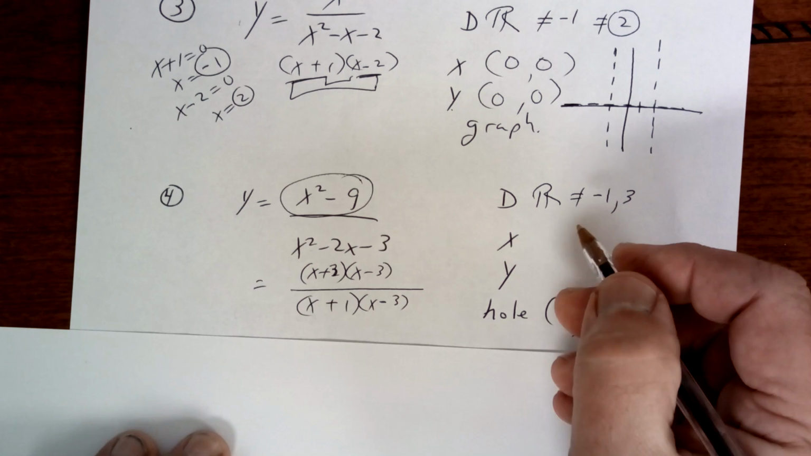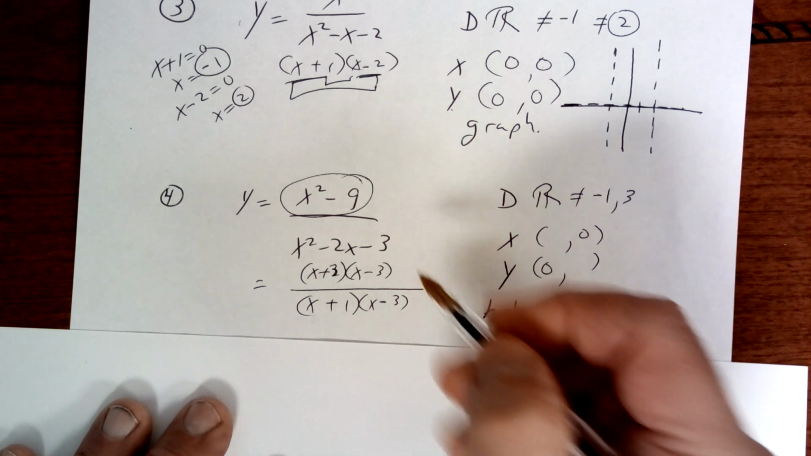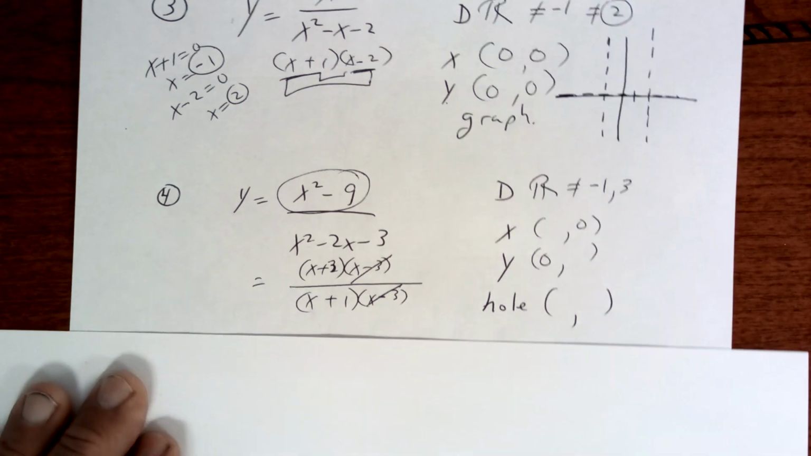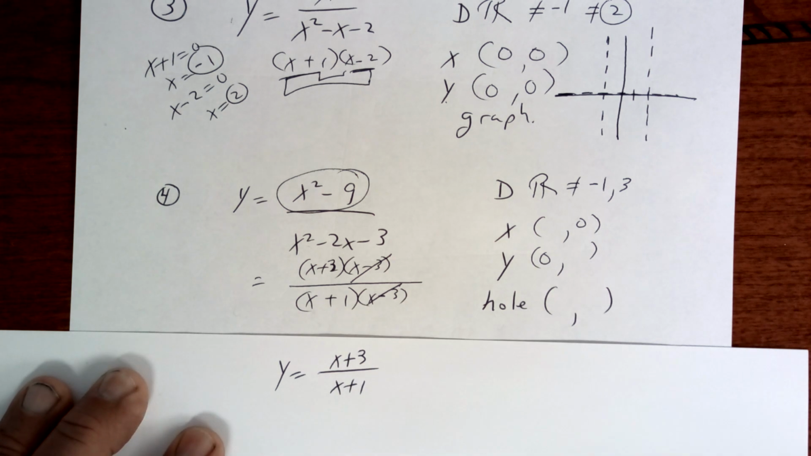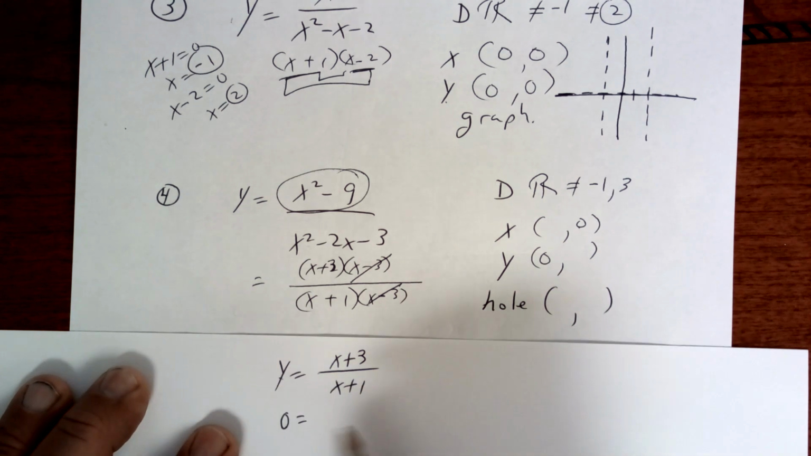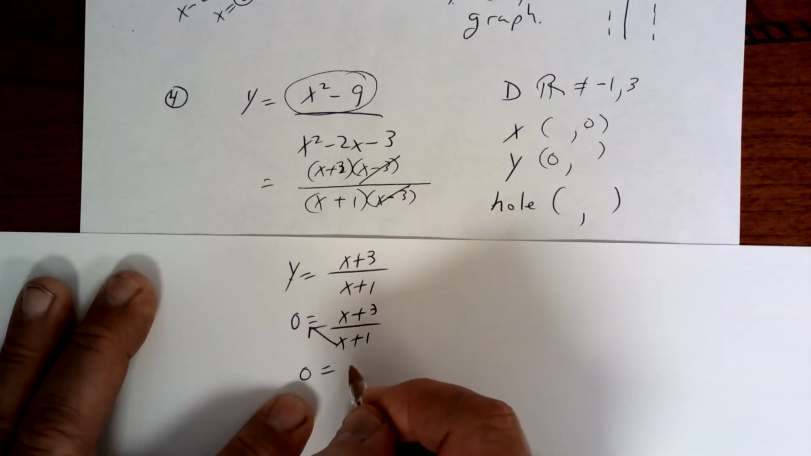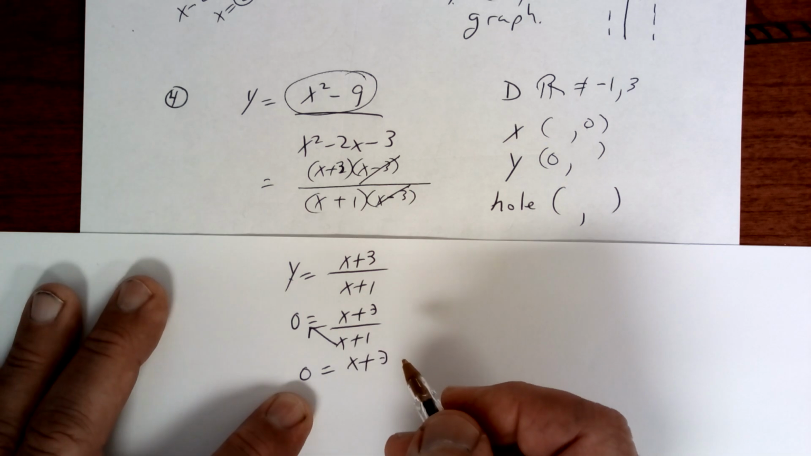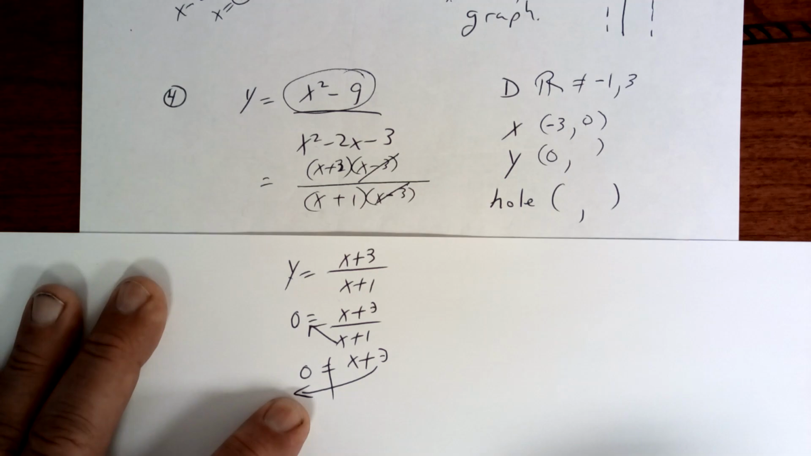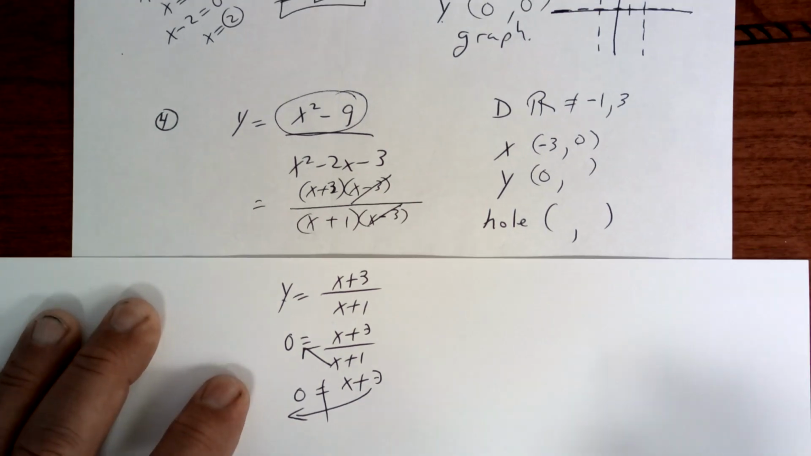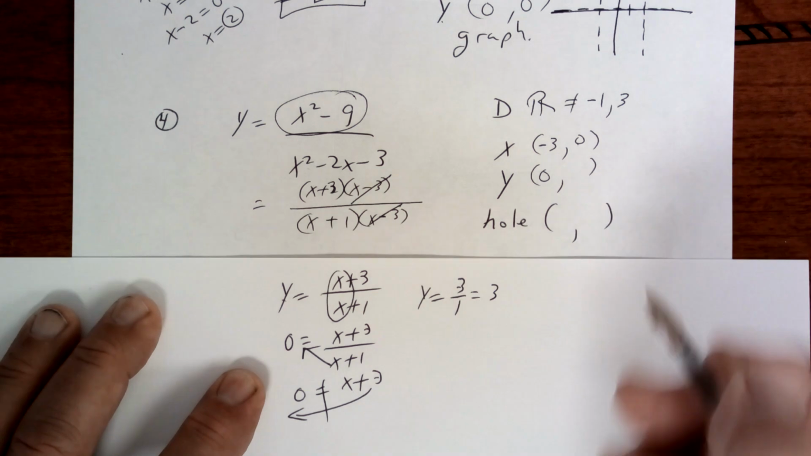To find the x-intercept, you let y equal 0. To find the y-intercept, you let x equal 0. Now this right here cancels. So really what you have is y equals x plus 3 over x plus 1. So now you're going to let y equal 0. So you get 0 is equal to x plus 3 over x plus 1. And then you multiply and you get 0 is equal to x plus 3. And then you're going to end up with a negative 3 when you move the negative 3 over. So this becomes a negative 3. All right? To find the y-intercept, you let x equal 0. So if you let x equal 0, you get y equals 3 over 1, which equals 3. All right, so I have the x and y intercepts.